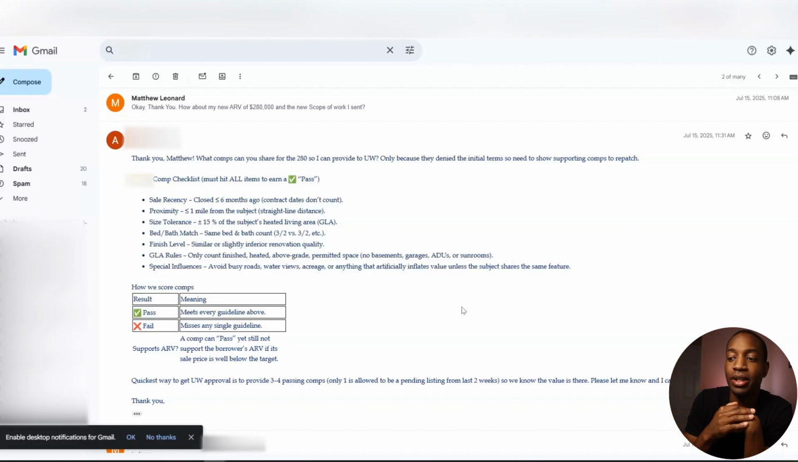Because you can't necessarily go to a hard money lender and say, hey, this house sold for $1 million, so I think the house I'm trying to get lending on is worth $1 million. But that house is 2,000 more square feet. It's a newer build. It has a pool. It has a 4-car garage, right? And so that wouldn't count as a comp. You have to see the similarities.